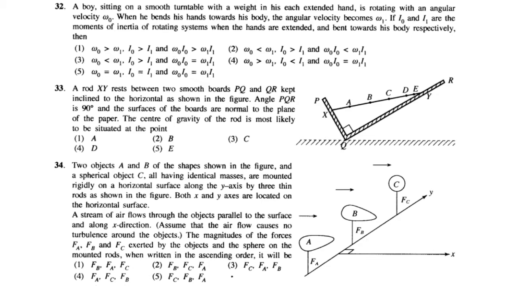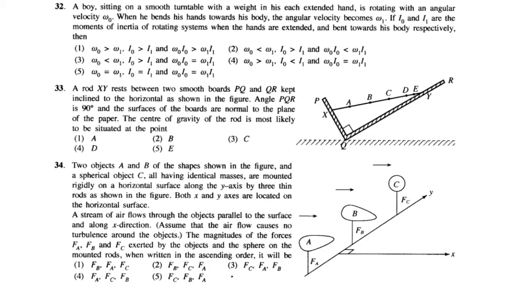Question 33. A rod XY rests between two smooth boards PQ and QR as in the figure. They are asking for the position of the center of gravity of the rod. Now, when you look at the diagram, you can understand that this system is in equilibrium in a vertical plane. Here, they have not given that PQ, QR and the rod are uniform. They are not uniform. So you can't consider that the center of gravity of each of these is at the midpoint of each. So you have to think in another way.